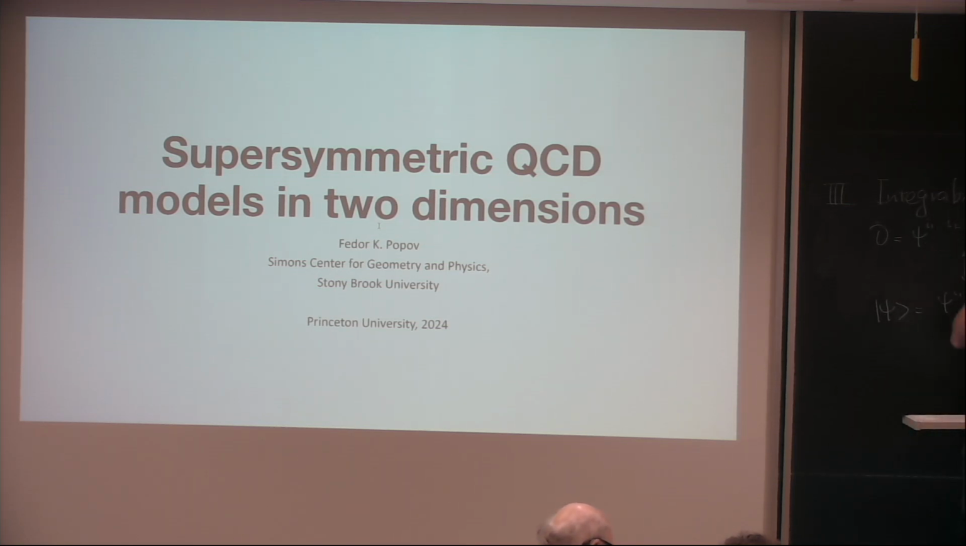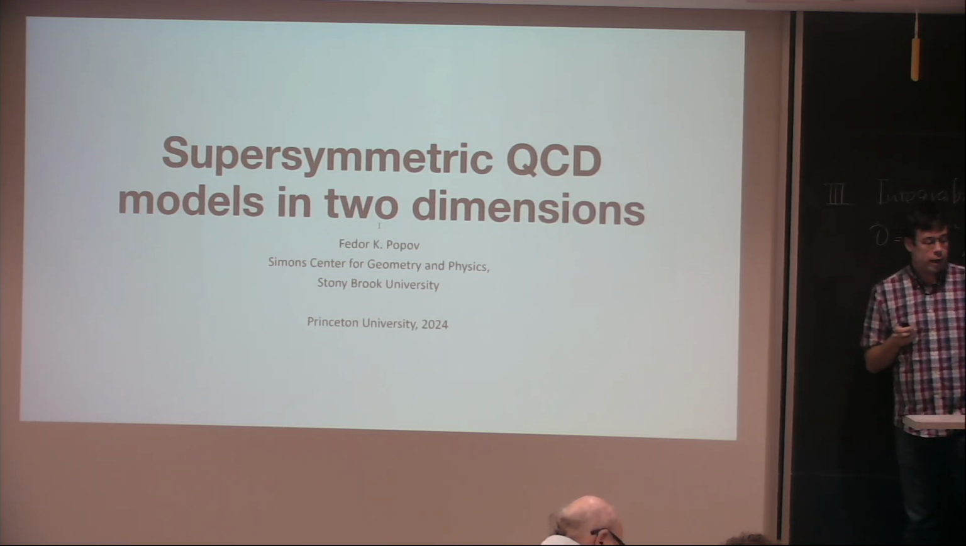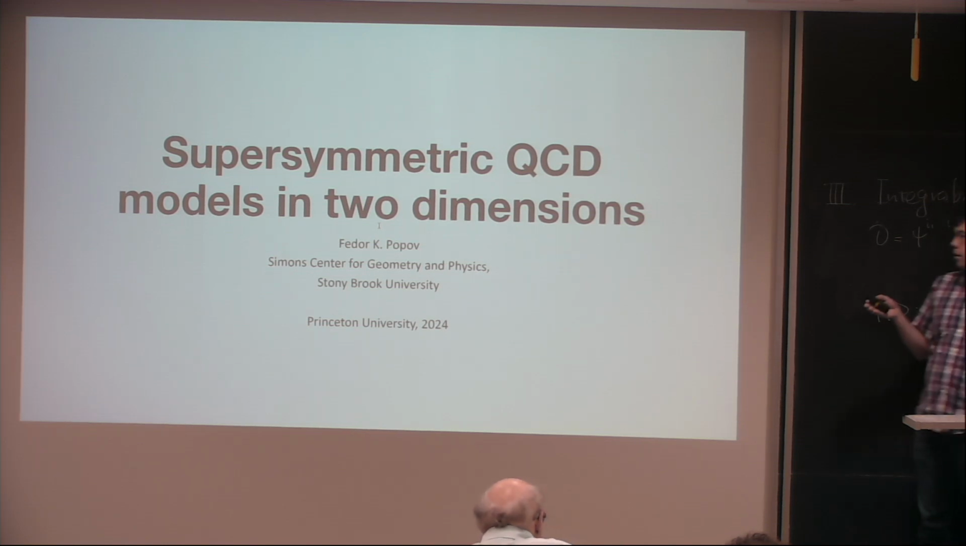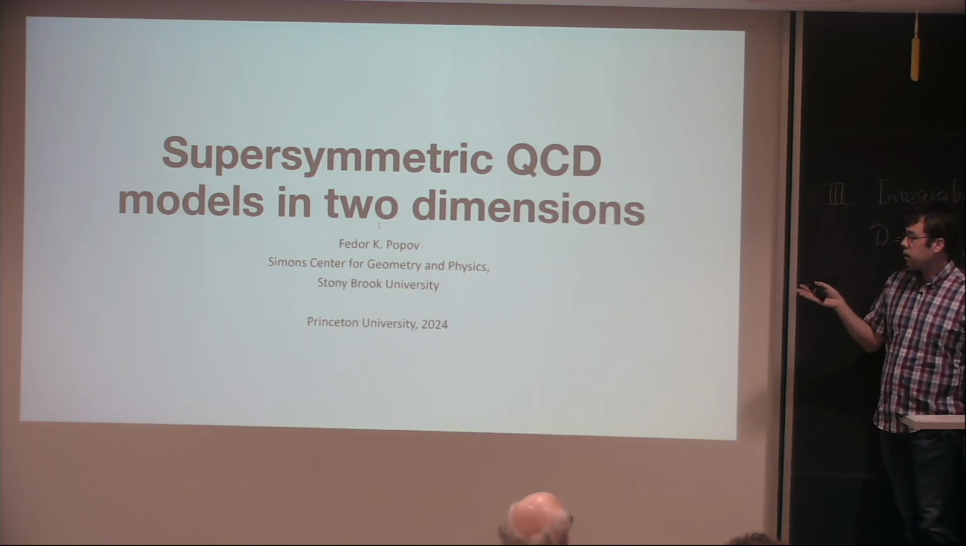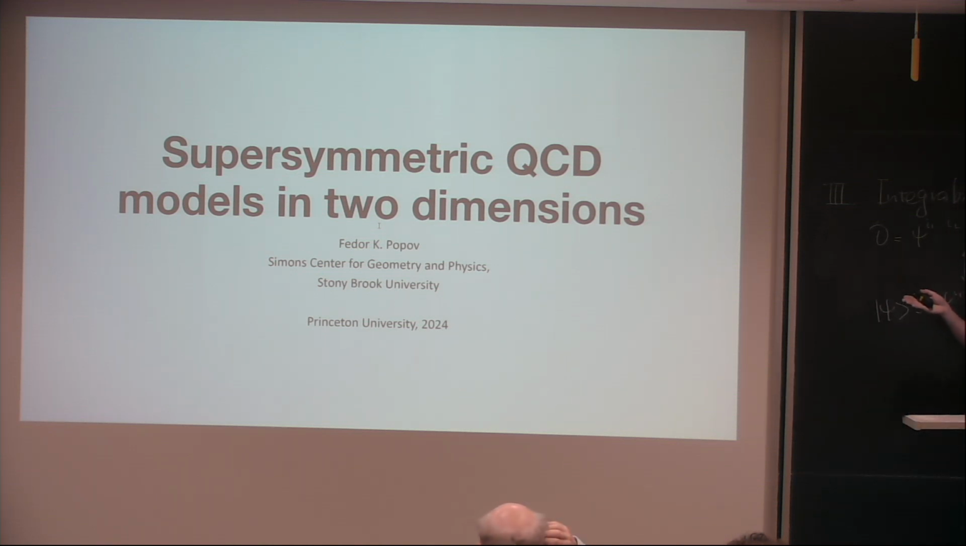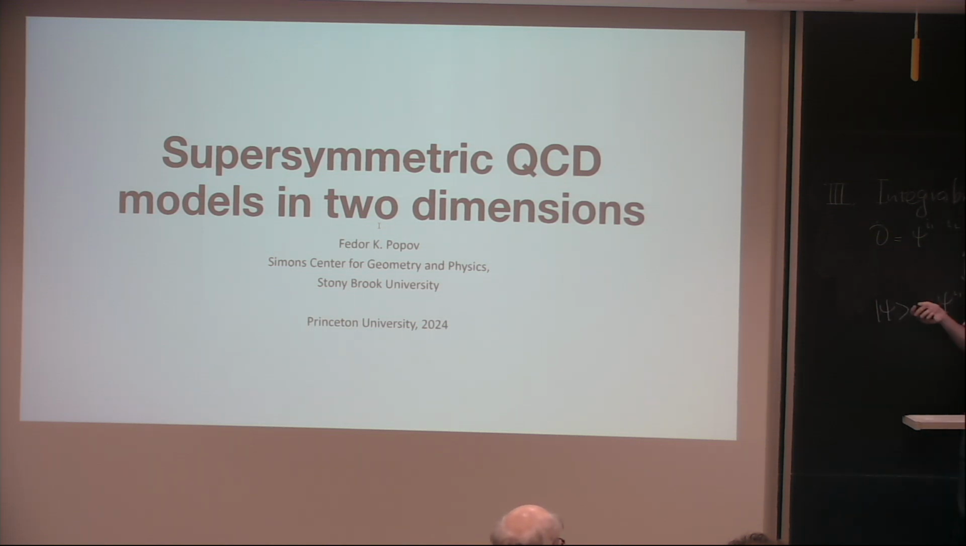So I will try to explain to you why these QCD models, supersymmetric models, are different from their higher-dimensional cousins. I will try to persuade you that it's indeed different. I will provide some evidence for that and some simple explanations why it happens. And if you have any questions during my talk, please interrupt me and I will try to answer.